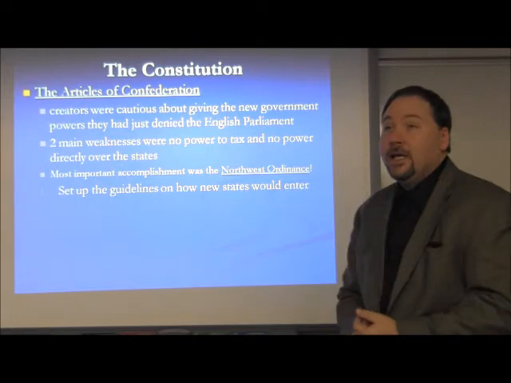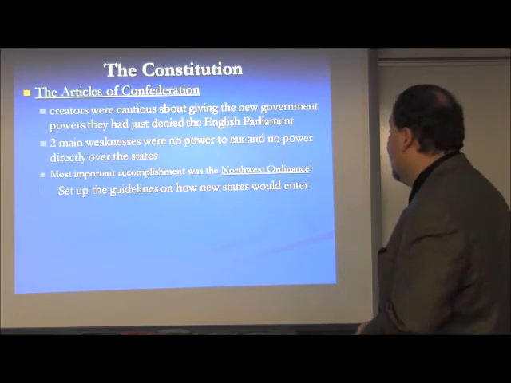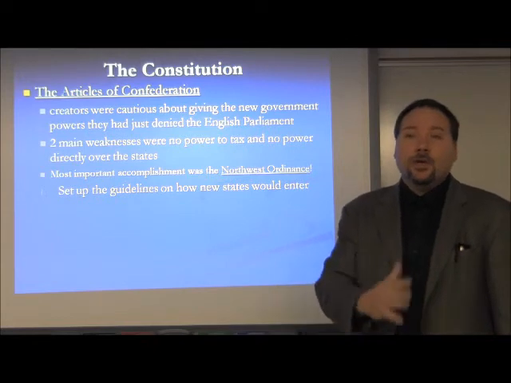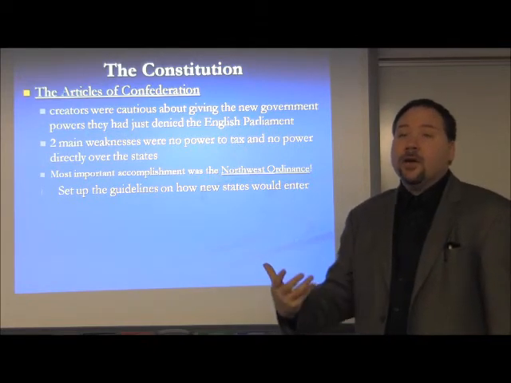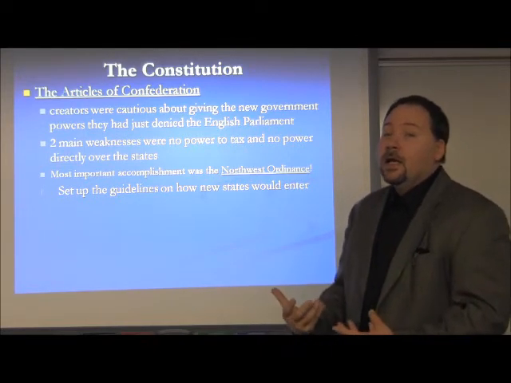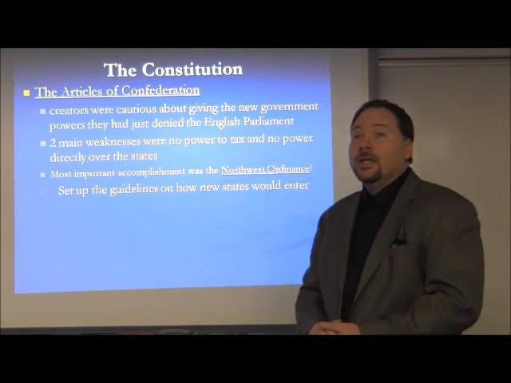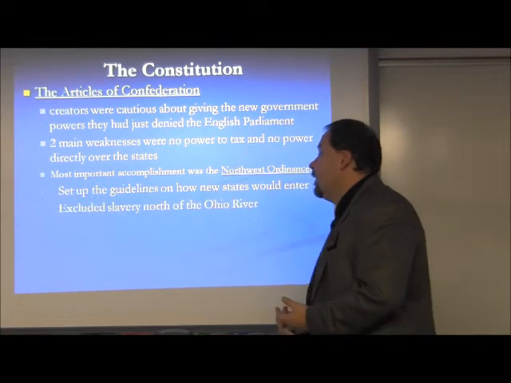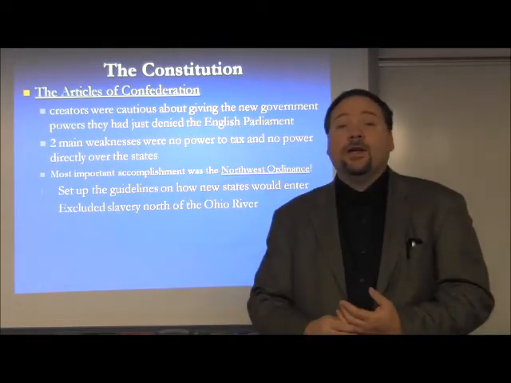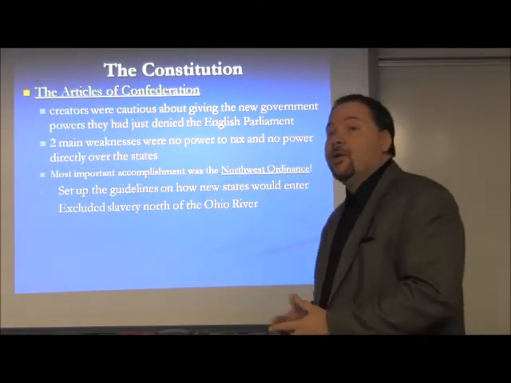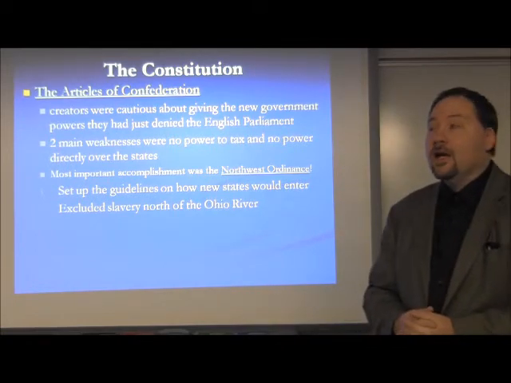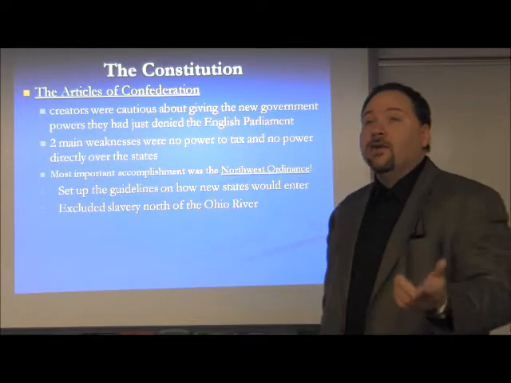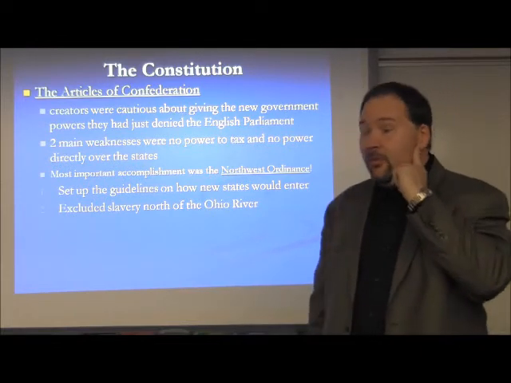And that, as you can see here, is the first point to remember about the Northwest Ordinance. As we're expanding ever westward, we're getting new land, new territory. How are we going to add them to the original 13 states? It sets up guidelines for that. You see slavery here being mentioned. Slavery is going to be excluded north of the Ohio River. So in the northern part of our country, slavery is not going to be permitted.